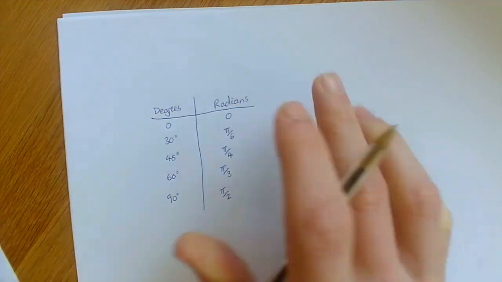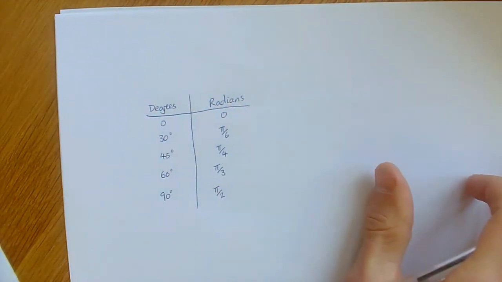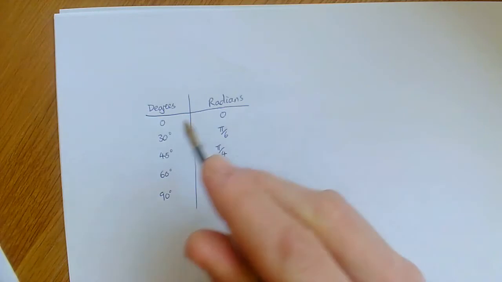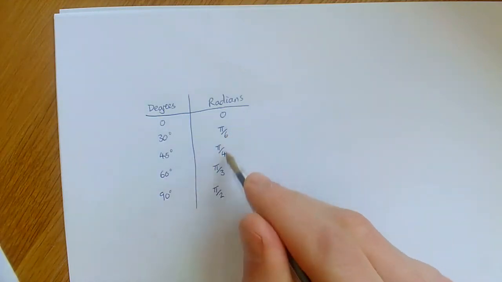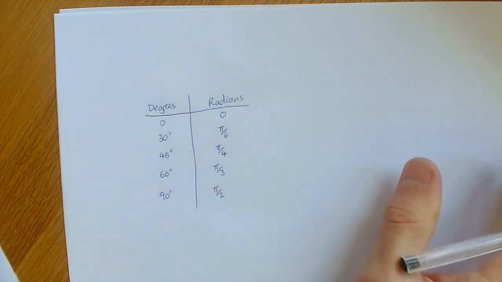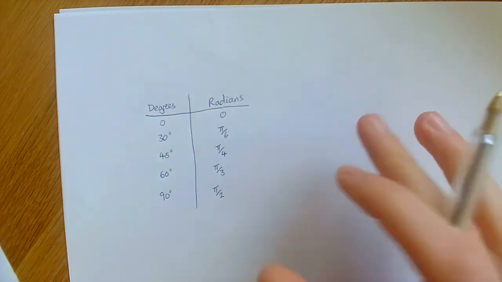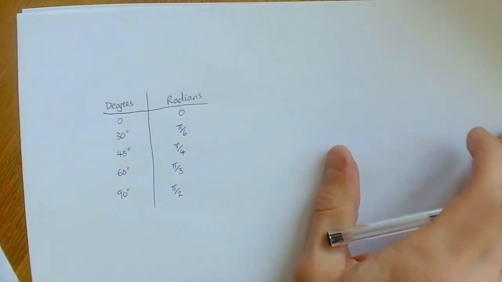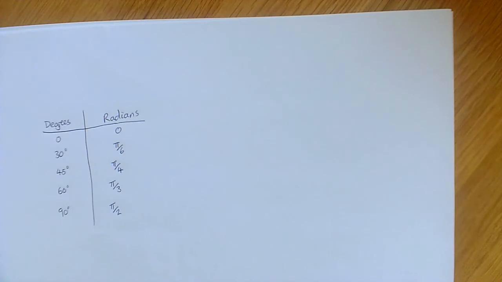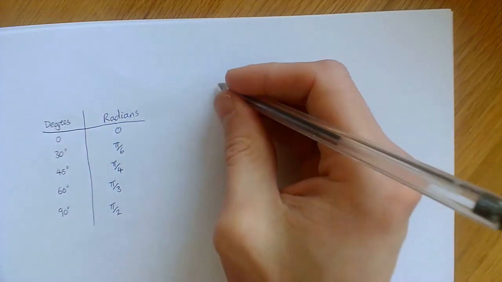So that's just a handy little table. You might want to pop that in your notes just as an extra little thing. These are ones that come up so often, it's probably worth memorizing them, so instead of converting every single time. The other thing that will be useful to have in mind is what our graphs look like.